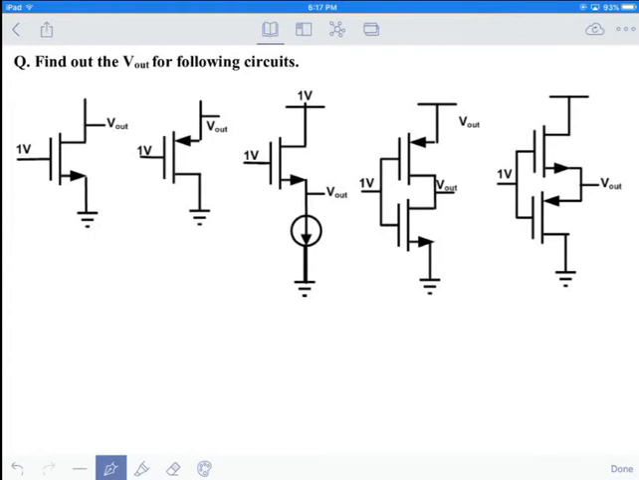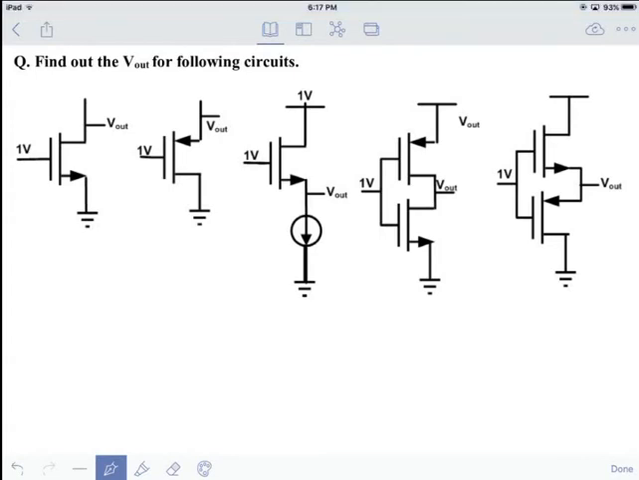So let us start with new question. I have shared similar kind of questions before also, and these kind of questions are usually asked in any semiconductor interview. These are very simple questions. If you look at the circuit carefully, you can find out the answer very easily. So the question is: find out the V out of the following circuit.